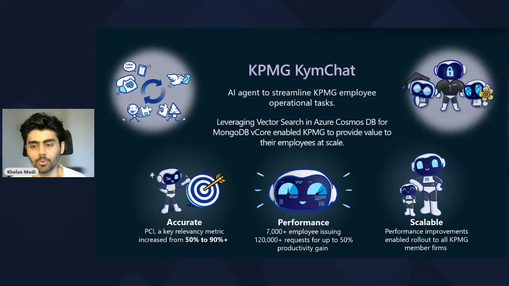Also, one thing I want to point out is that in early 2023, KPMG Australia deployed its first version of KymChat, which is an AI agent to streamline KPMG employee operational tasks, such as research and drafting proposal documents and communications. Two months later, they added Azure Cosmos DB for MongoDB vCore to their solution, and their results went up significantly. The search quality jumped from 50% to 91% as measured by the prompt conference index, and the results were being delivered in under a second. So they were able to increase the performance and scale it across all KPMG member firms. So that's a lot of talking about vCore.